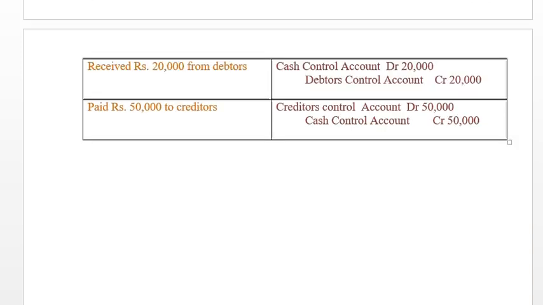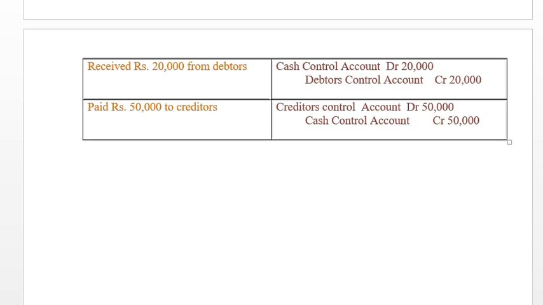Last two. Received rupees 20,000 from debtors. When we receive money, what happened to our cash balance? Cash balance will definitely increase. So if it is an increase, cash control, meaning asset account, should be debit, cash control debit. Where to credit? Yes. When we receive money from debtors, debtors balance will decrease. So debtors is also an asset account. If an asset account decreases, it should be credit. Debtors control account credit 20,000.